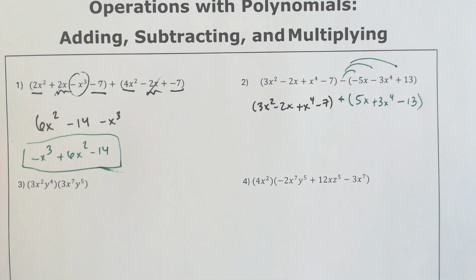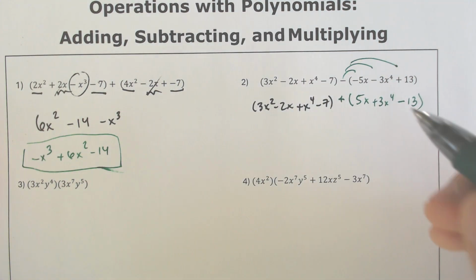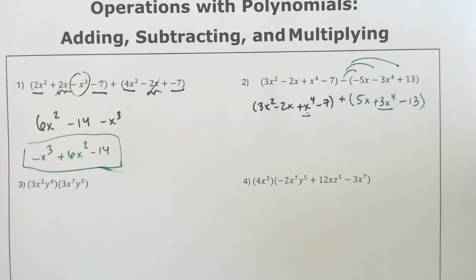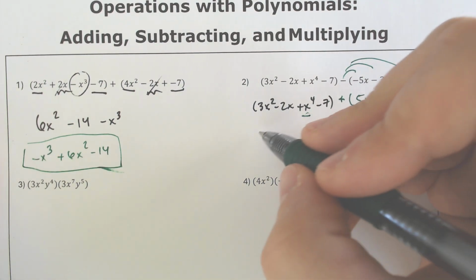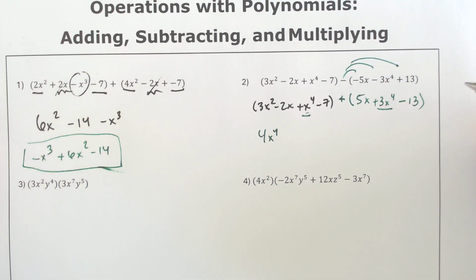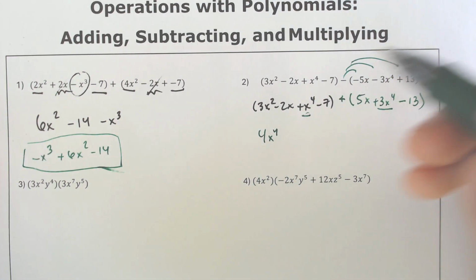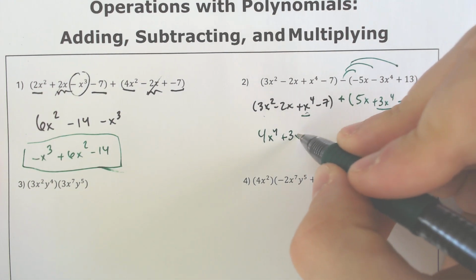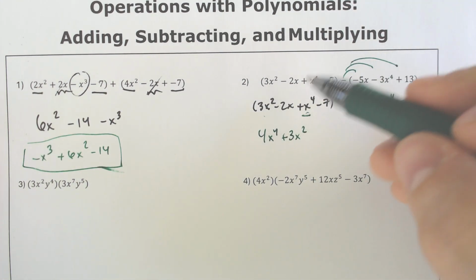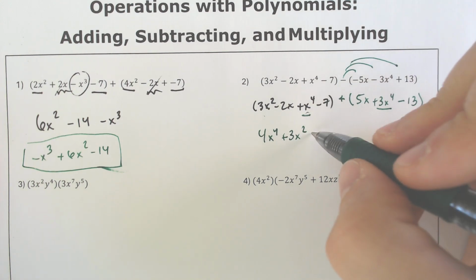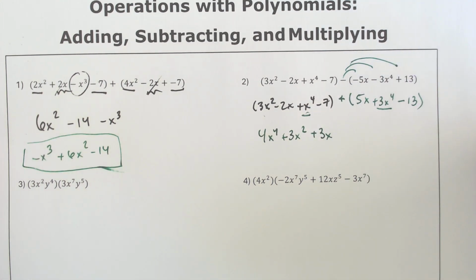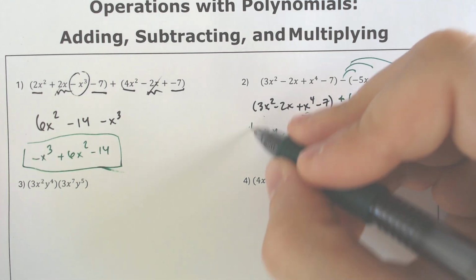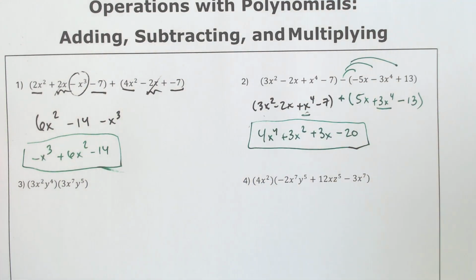All right, now we can combine like terms. What are the like terms? We got an x to the fourth and an x to the fourth. I'm going to start with the biggest exponents this time. 1 and 3 makes 4x to the fourth. And then we have an x squared, but we do not have an x squared over here, so I'm just going to drop down that 3x squared. We have a negative 2x and a positive 5x. They make positive 3x. And then we have negative 3 and negative 13. They make negative 20. There is all she wrote.